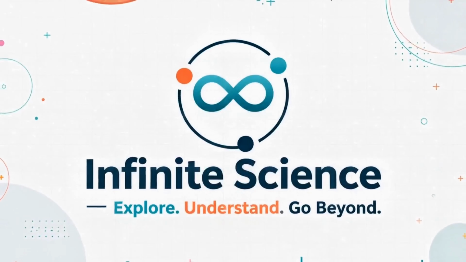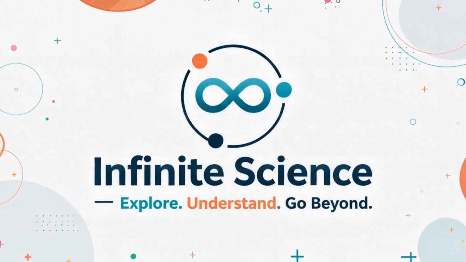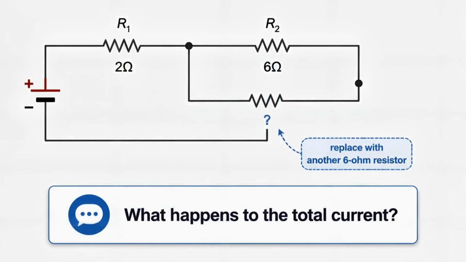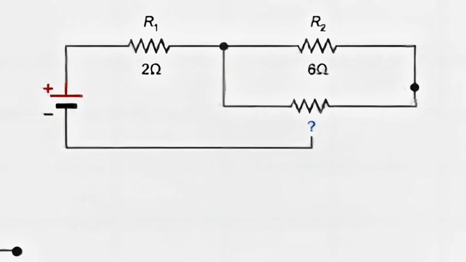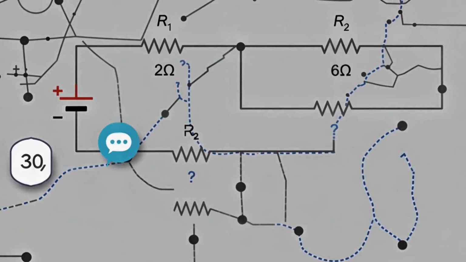Infinite science. Explore, understand, go beyond. Here is your challenge. What happens to the total current if the 3 ohm resistor is replaced with another 6 ohm resistor? Post your answer in the comments.